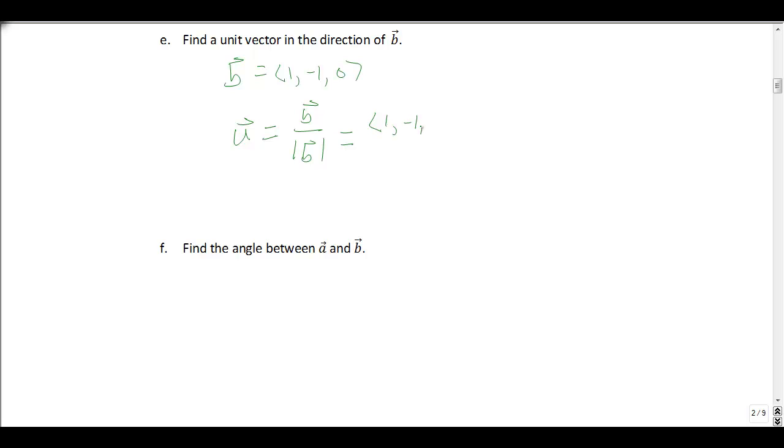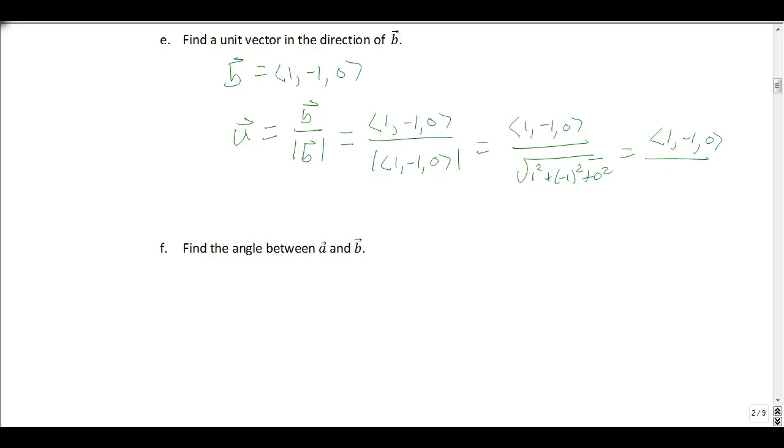So it's the vector 1, negative 1, 0, divided by the magnitude of 1, negative 1, 0. So that's 1, negative 1, 0, divided by the square root of 1 squared plus negative 1 squared plus 0 squared. So that's 1, negative 1, 0, divided by, this is going to work out to be 1 plus 1 is 2, plus 0, square root of 2. And you can take a vector, divide by a scalar, and do that component-wise. And so we get 1 over the square root of 2, negative 1 over the square root of 2, 0.